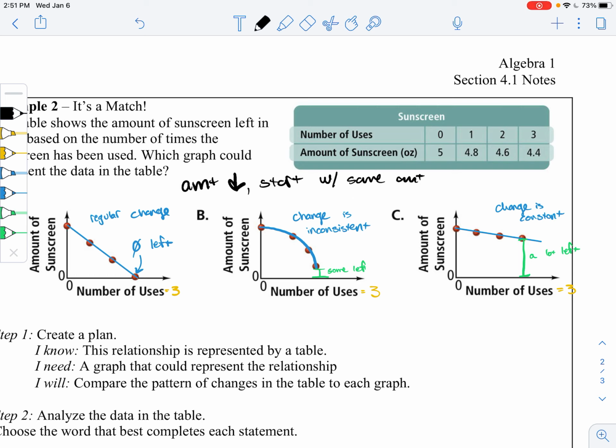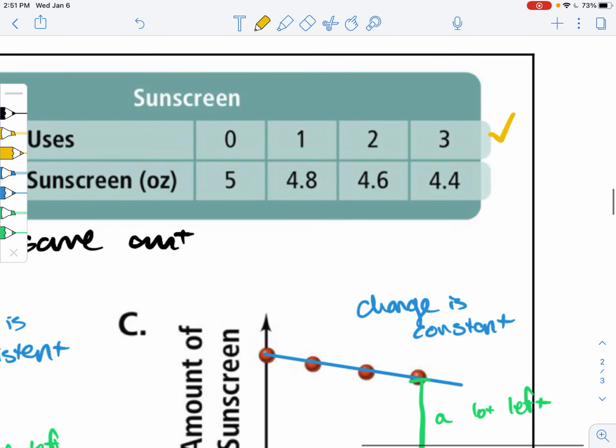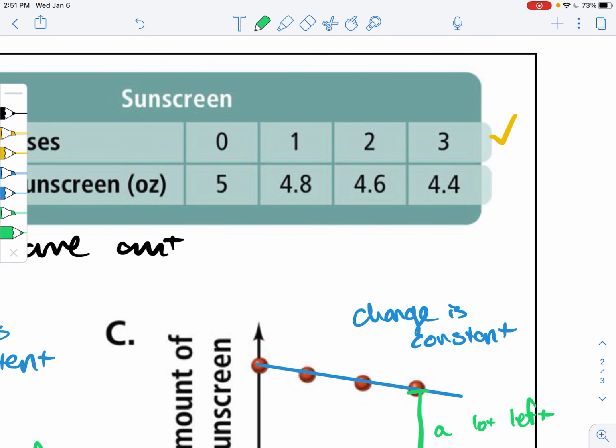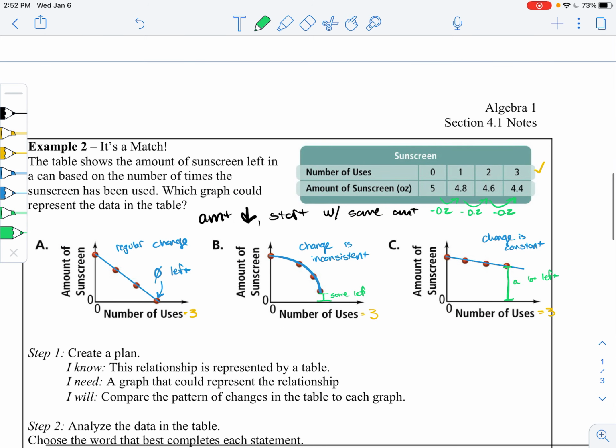So that's good. Okay, now let's look at our table to figure out what story our table is telling, and what story matches here. At 0, when we haven't used it, we've got 5 ounces of sunscreen. That's the same. Then we've got 1, 2, 3 uses. But here, it changes by just a little bit. It changes by 0.2. It goes down 0.2. I guess I should make these negative. It goes down by 0.2 ounces. And look, at the very end, there's quite a bit left.